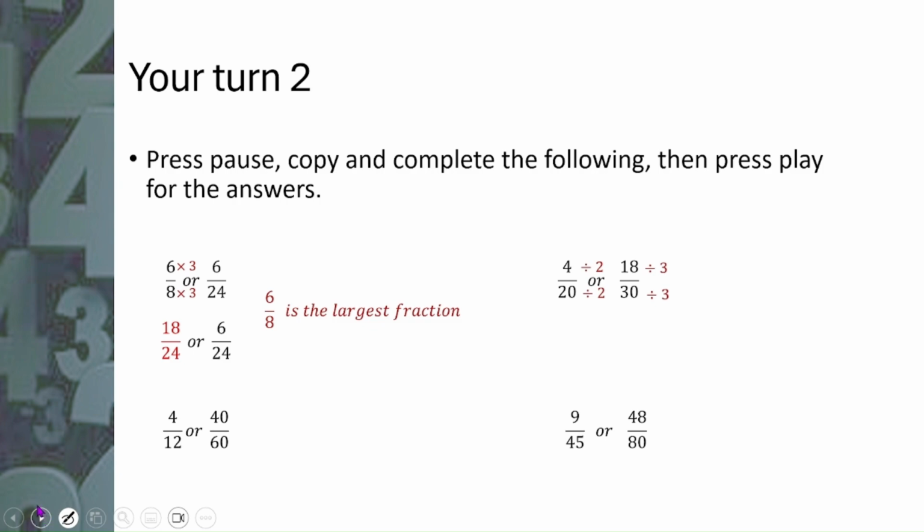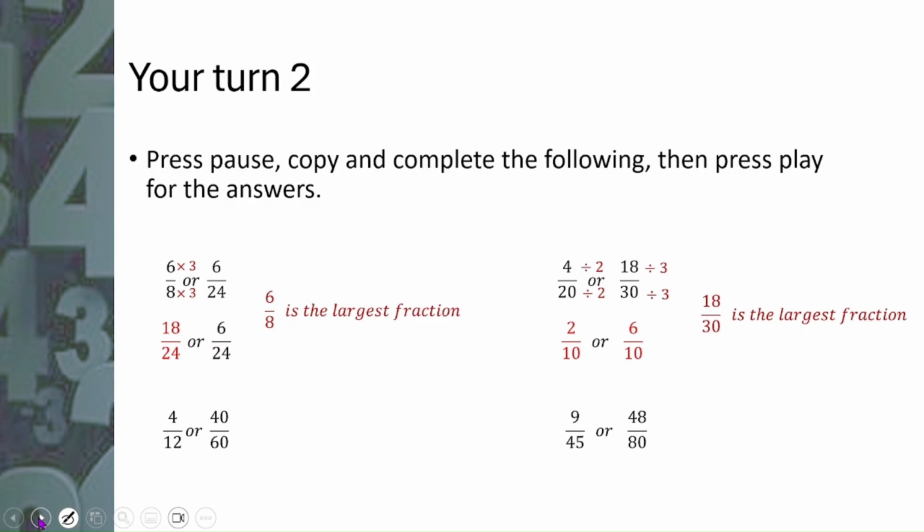Now, 18 over 30, well, 30 divided by 3 is how I would get 10, which means I have to divide the top by 3 as well. Remember the golden rule here, what we do to the bottom, we must do to the top also. Okay, so this now gives me 2/10 or 6/10. I think clearly you can see that 6/10 is going to be bigger than 2/10. But we must use the fraction from the original question, which was 18 over 30.